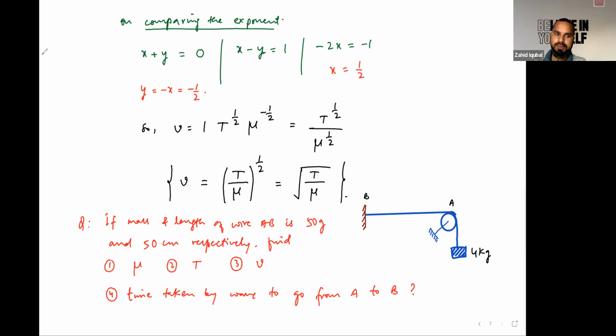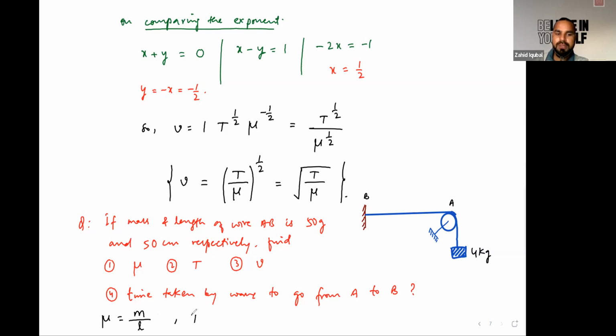Let me give you some hint how to solve it. First, you have to calculate mu. Mu is linear mass density, that is mass per unit length. So we have wire AB having mass 50 gram and length 50 centimeter. So you may write mu is equal to mass divided by length. Just substitute their values. First, convert them into their SI unit.